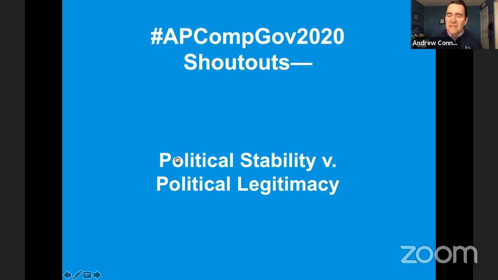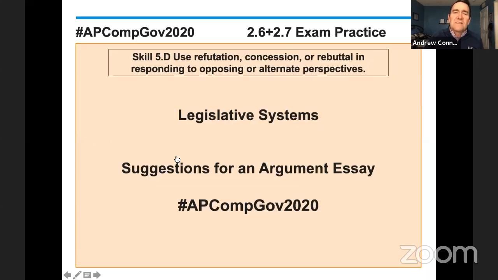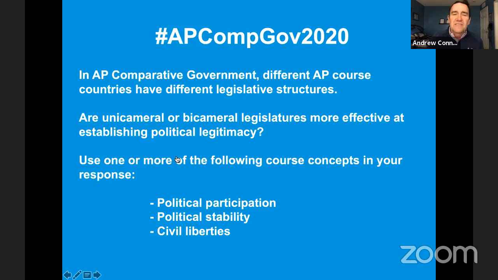We're actually going to get into both of those concepts as a little preview of today's argument essay. Yesterday I solicited suggestions for the argument essay. Thank you again to Chris G for suggesting a terrific idea for an argument essay that deals with today's topic on legislative systems. I took that idea, plus the student question about political stability and legitimacy, and here is a preview of this argument essay that I will try to answer for you in a controversial way. Stay tuned for a little bit of controversy.